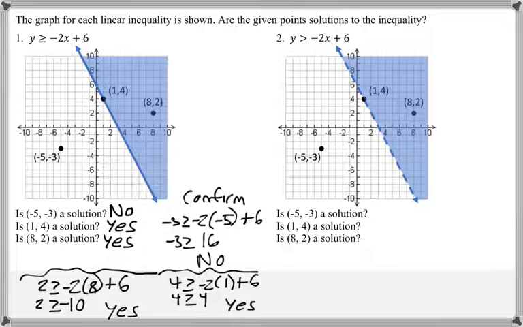So question number 2 is the same inequality, except this is strictly greater than. It's not greater than or equal to. So the graph is basically the same, except it's a dashed line now instead of a solid line. So is negative 5, negative 3 a solution? Nope. Is 1, 4 a solution? Again, 1, 4 is on the line. But because it's a dashed line, no, it's not a solution. And then is 8, 2 a solution? Yes, it's in the shaded region, so it is a solution.